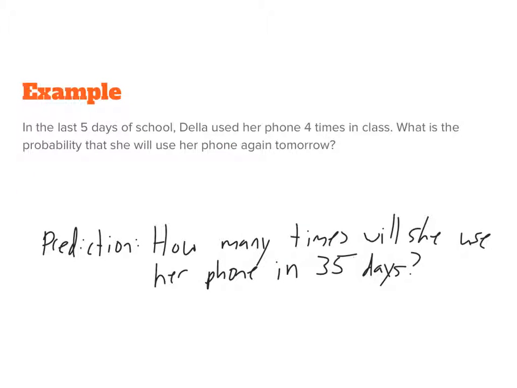In the last 5 days of school, Della used her phone 4 times in class. Okay? That's the experiment right there. What is the probability that she will use her phone again tomorrow? So out of the 5 days the experiment took place, she was on her phone 4 times. We can't simplify that down, so the experimental probability is going to be 4/5.